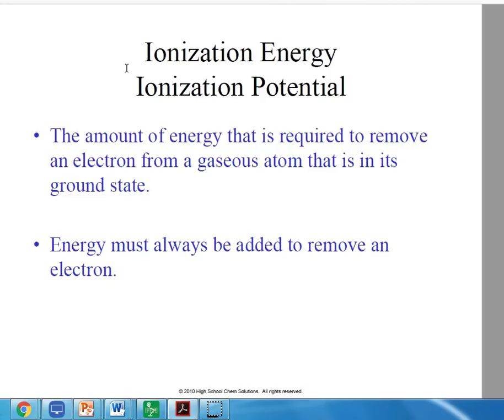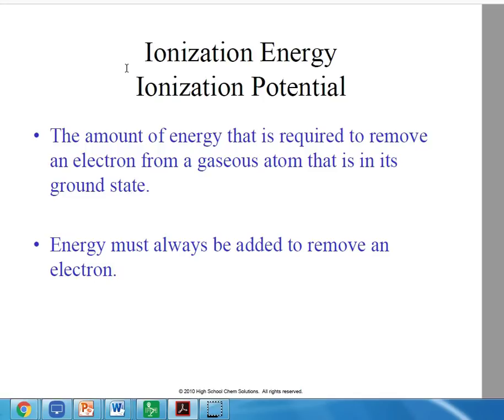And that's going to be the amount of energy that is needed to remove an electron in what is called its ground state. So if we look at the electrons where they're normally located, that is known as the ground state. If we put in energy and cause those electrons to move up, that would be called an excited state. But here we're just talking about its normal ground state.